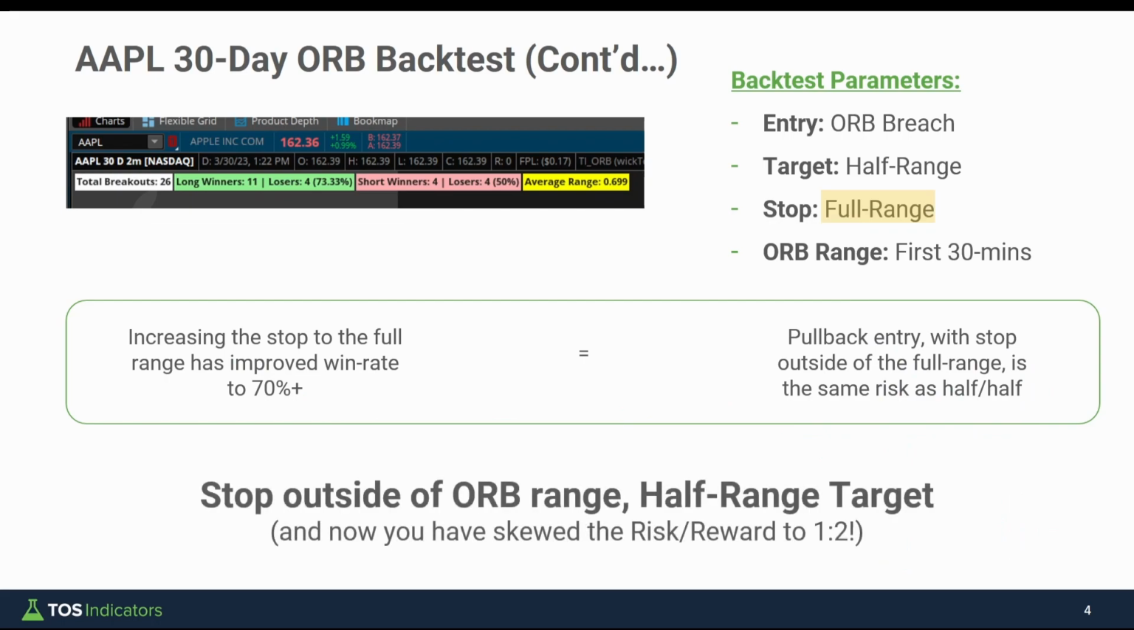As a result, we now know that a stop outside of the full ORB range tends to improve your win rate up to about 73%. And if we still go for that same half range target, that now allows us to have a skewed risk to reward, 1 to 2.